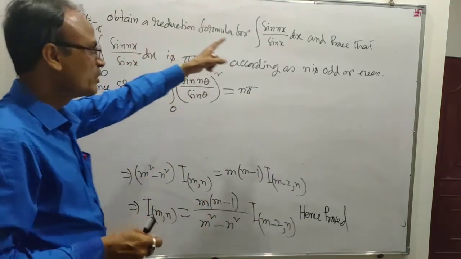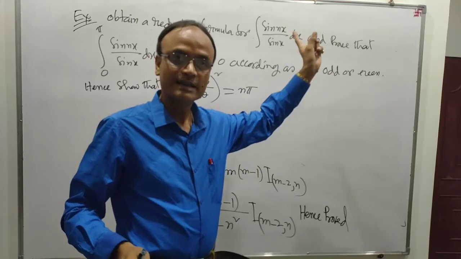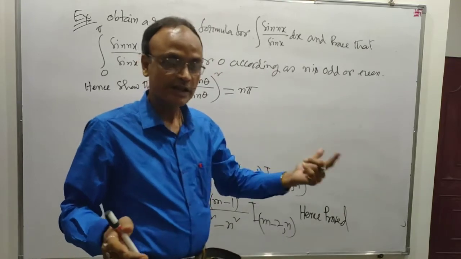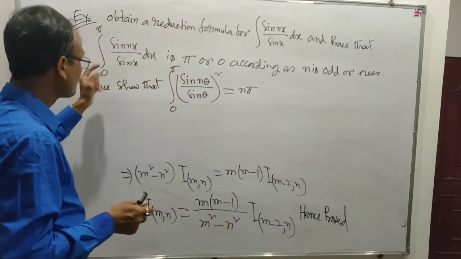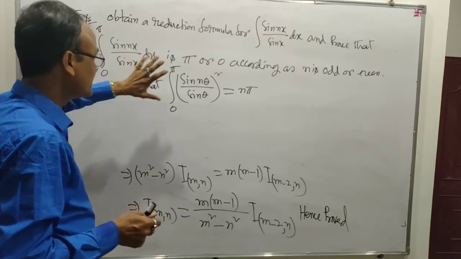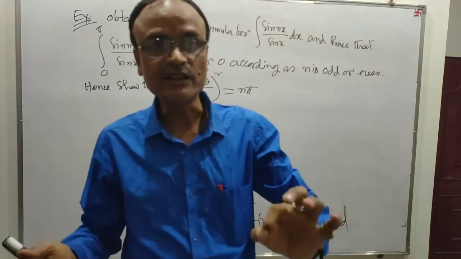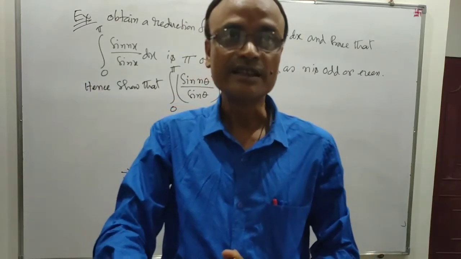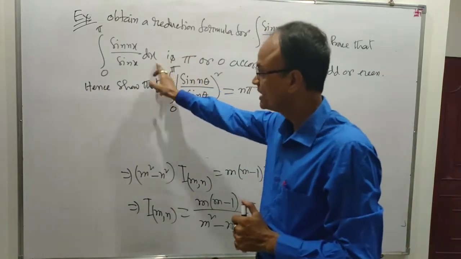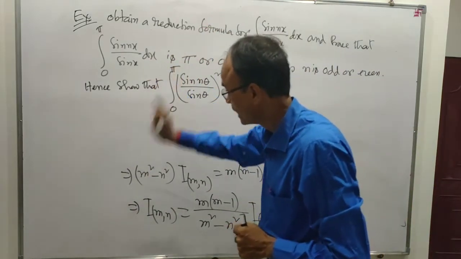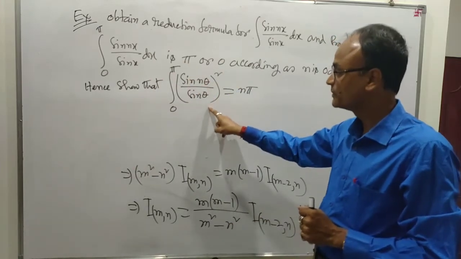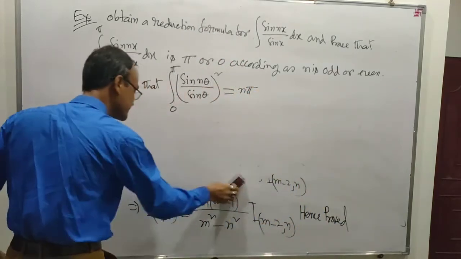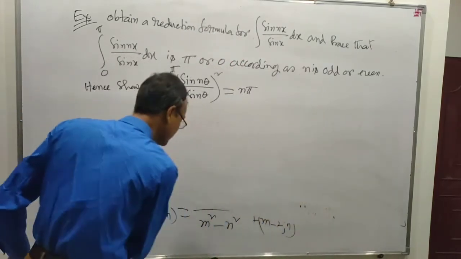Three parts of this question. Number one, we have to obtain a reduction formula for sin nx by sin x. Then, using definite integral, we have to prove that the integral from 0 to pi is pi when n is odd, and it is 0 when n is even. And using this property, we have to show that the integral of sin n theta divided by sin theta whole square is equal to n pi. Let's start.